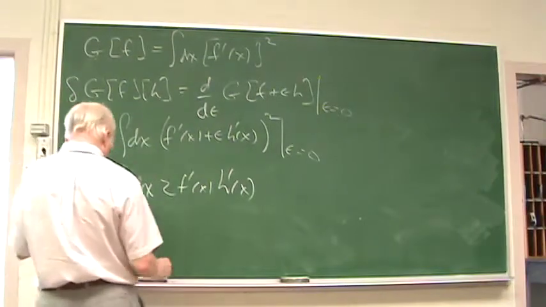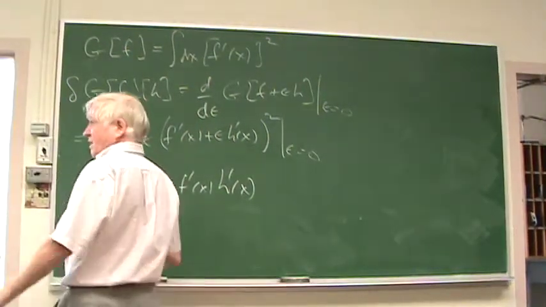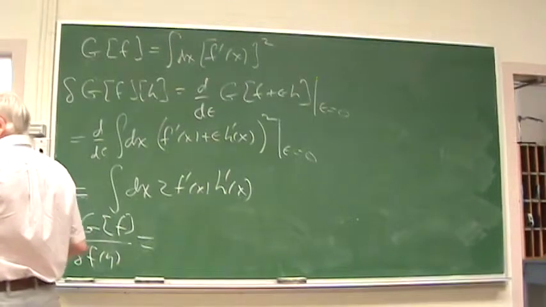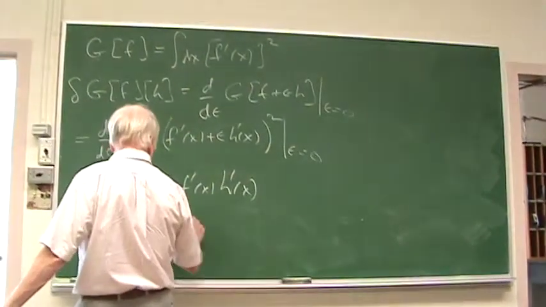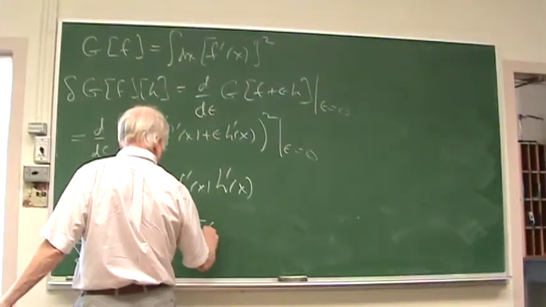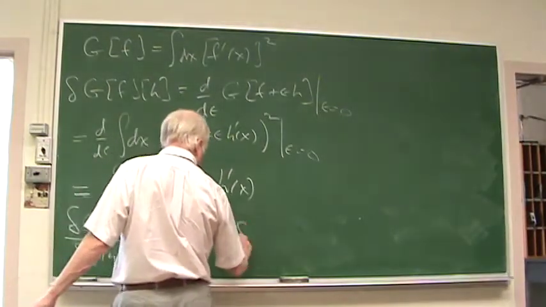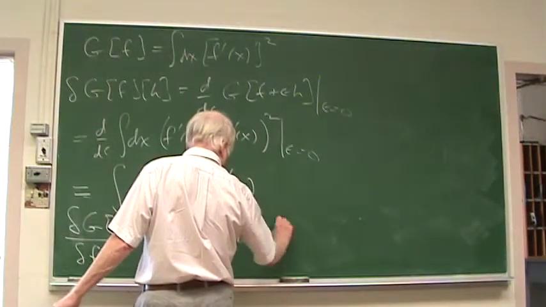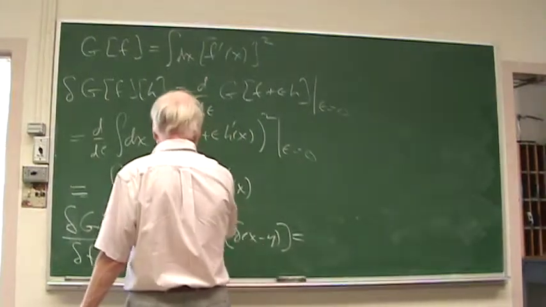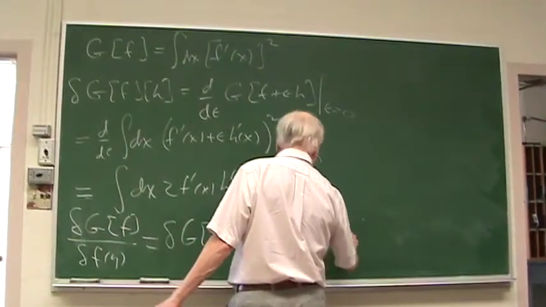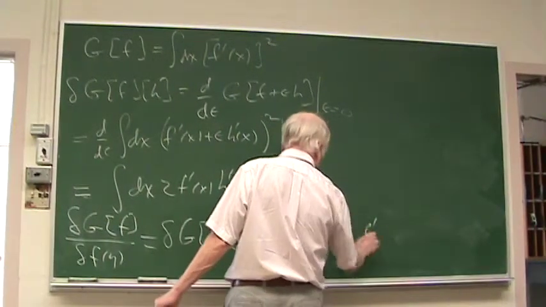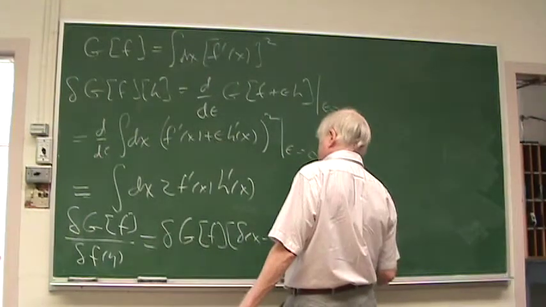This is then, using that notation over there, g of f, and now delta of x minus y. And so now we would have this formula, dx 2 f prime of x.